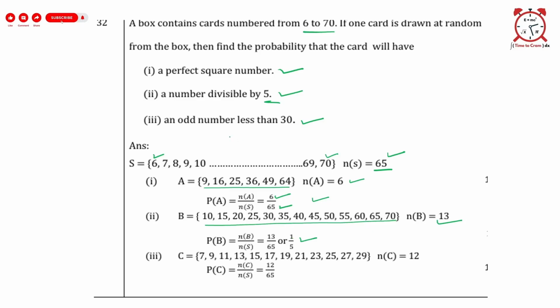Third one is an odd number less than 30. So, from 6 to 70, we have to count odd numbers only from 7 to less than 30. So, less than 30, these are the odd numbers here, and total are 12. So, required probability is 12 by 65.